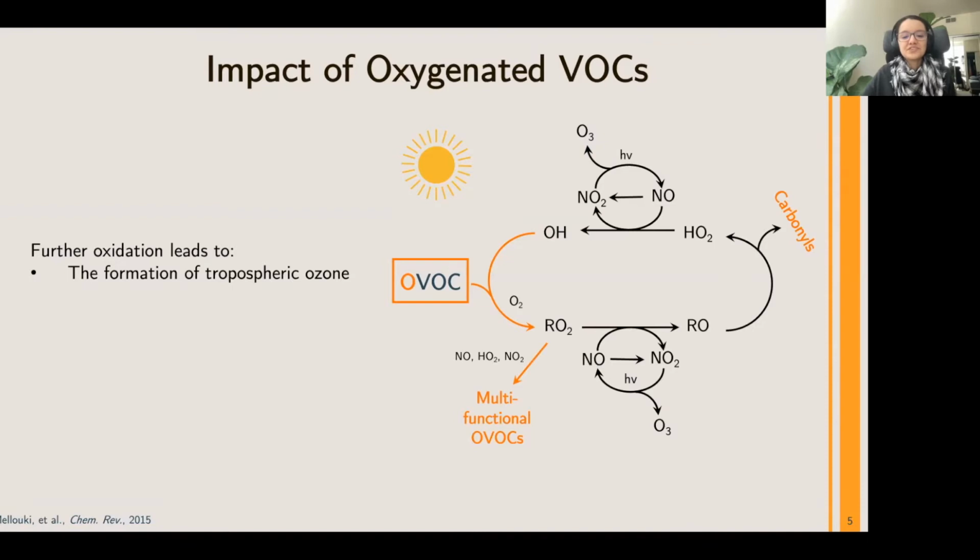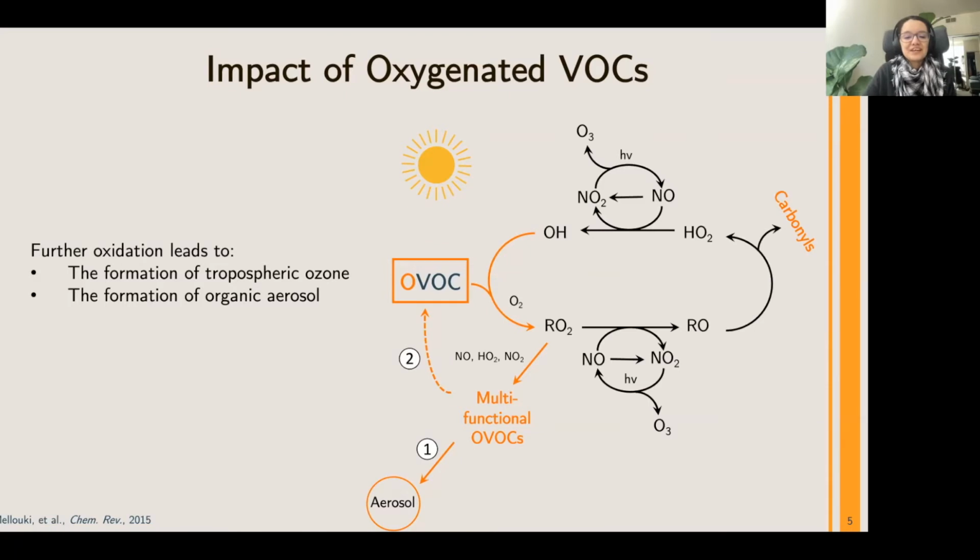Alternatively, we can also continue to add functionality onto the existing OVOC structure, and this creates multifunctional compounds, which once formed, can undergo several different pathways, two of which I'll highlight here. First, adding functional groups to the compound typically results in a lowered volatility, and these compounds can partition into the particle phase, which contributes to the formation of aerosols, which, similar to ozone, also contribute to smog and decreased visibility, and have a number of health impacts associated with them as well.